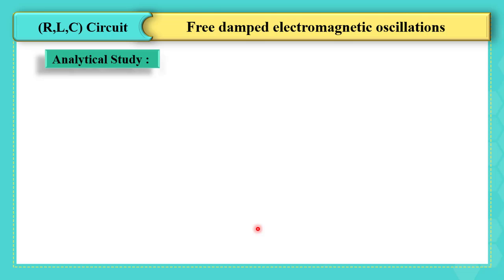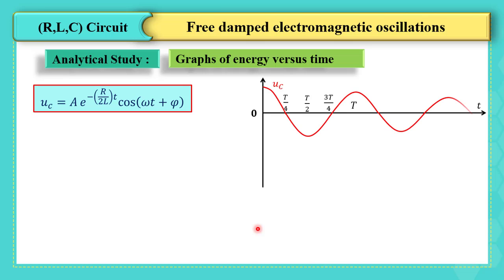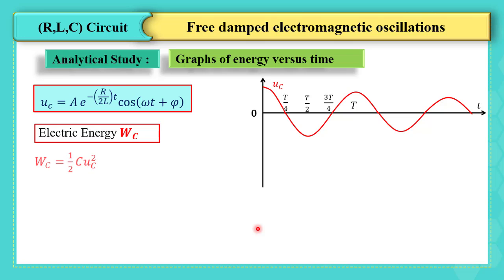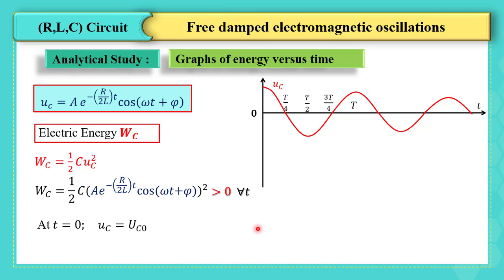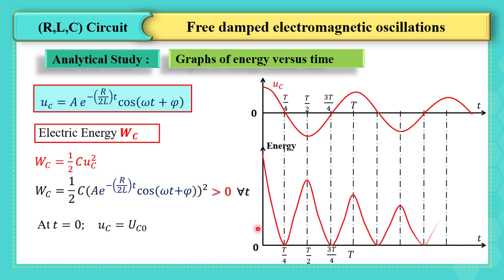Finally, we are going to study the graphs of energy. Having the expression of UC, the electrical energy is written as half C times the expression of UC squared. This shows us that it is positive for any time. And at T equals 0, UC was maximum. Then the graph is shown as such, where the amplitude is decreasing and the period of this energy is half the period of the oscillation UC.